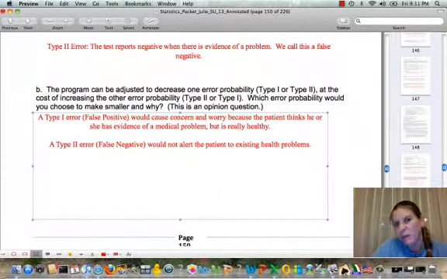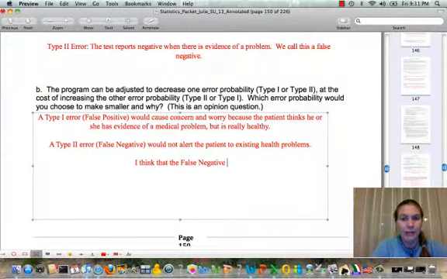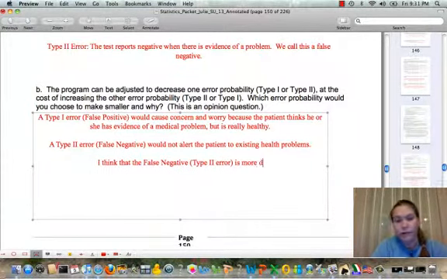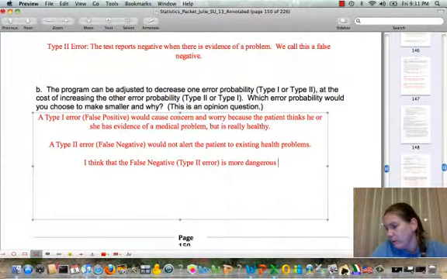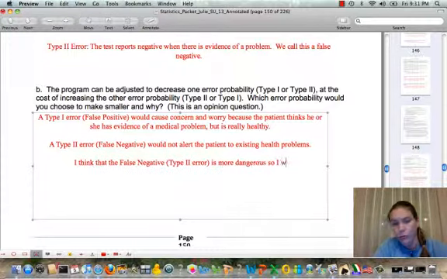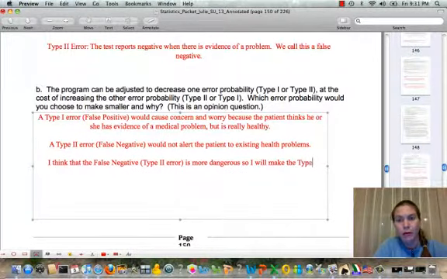Okay, so there's a little bit of opinion in the next part, but I think that the false negative, the type 2 error, is more dangerous, right? Because the person might not know about health problems going on. So I will make the type 2 error smaller.